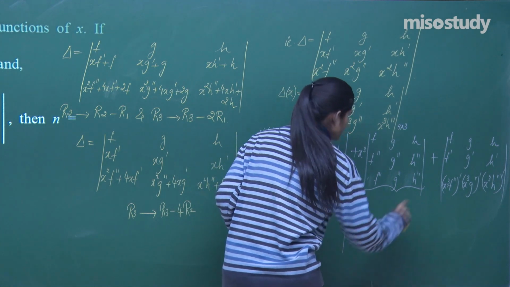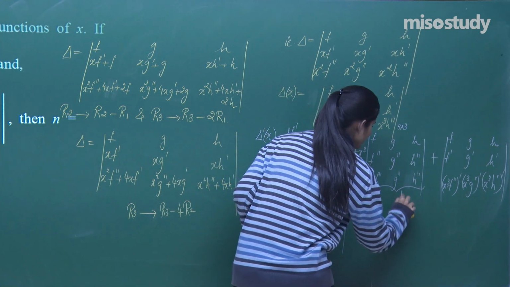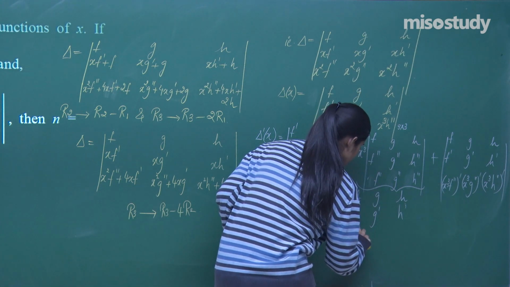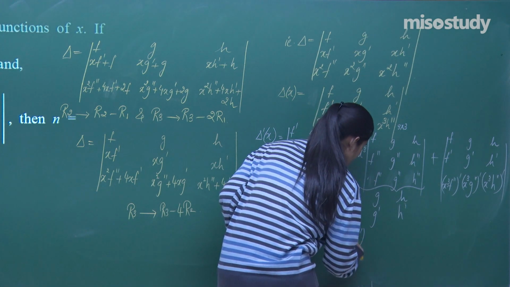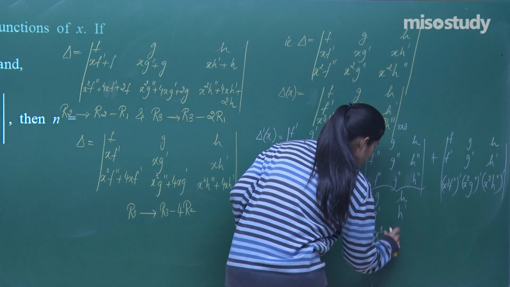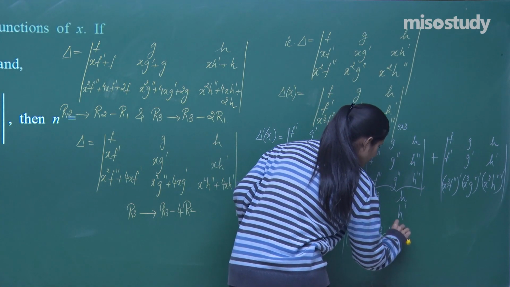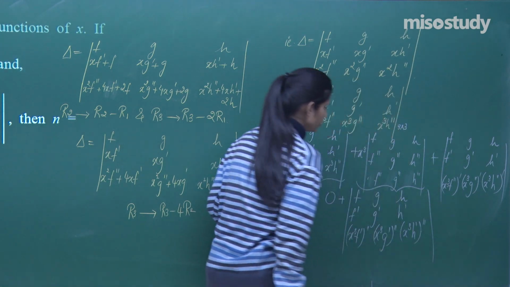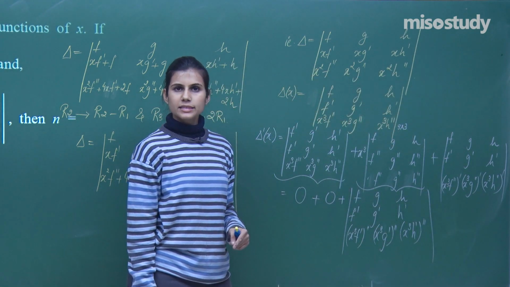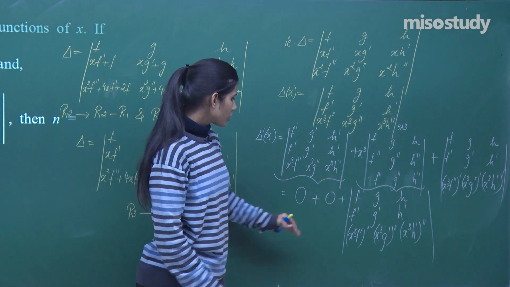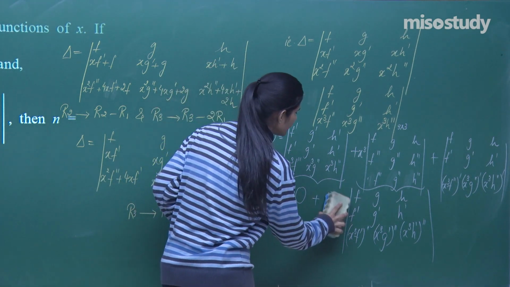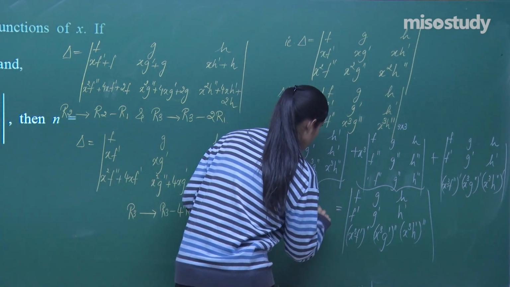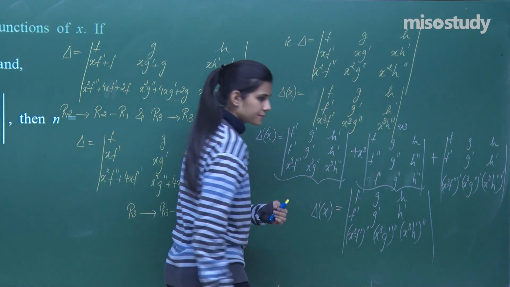You are just left with f, g, h, f dash, g dash, h dash, x cube f double dash, x cube g double dash, x cube h double dash. Is it clear? Now try to focus upon something. This is now your delta dash. 0 plus anything is that thing. So this is your delta dash.